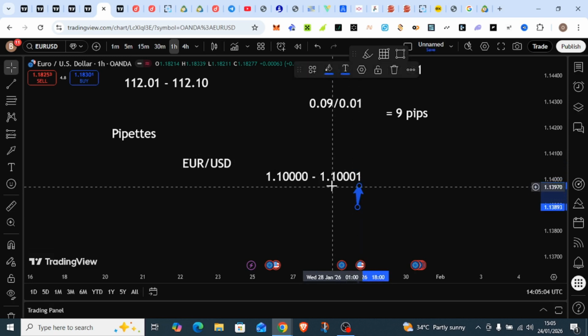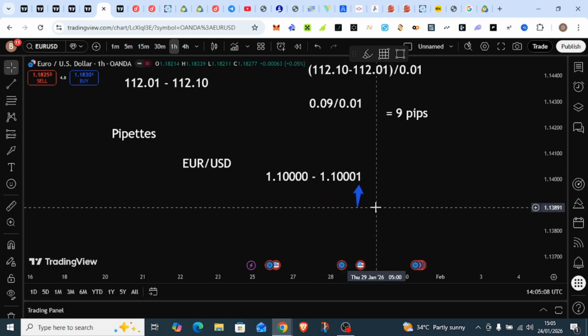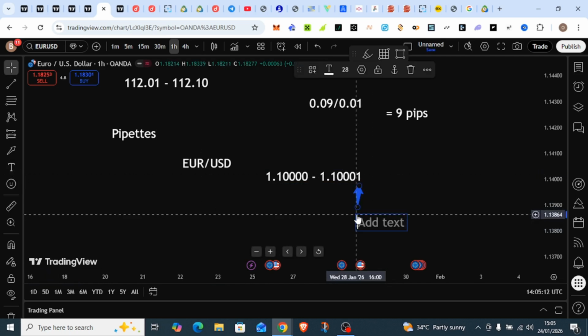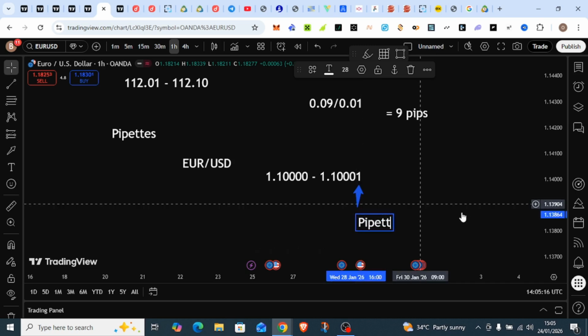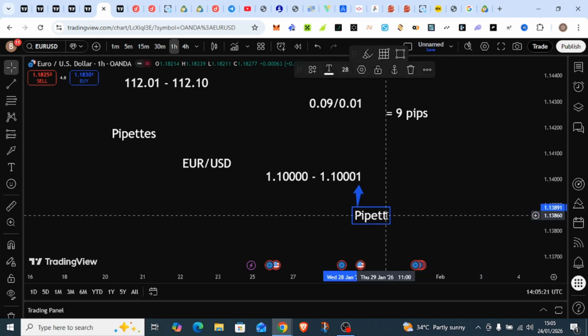Count after the point 1, 2, 3, 4, 5. So let's label it. Is the pipettes. Pipettes for this decimal. So this is going to give us 1 pipette.